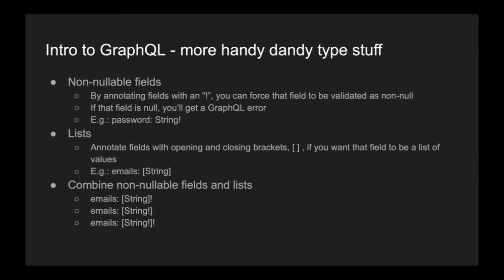Another cool thing in GraphQL is that you can make lists as well, and you just annotate that with an opening and closing bracket. An example would be right here. If for whatever reason I want a list of emails, then I would just do string encased in an opening and closing bracket, which would mean a list of strings. I could use any scalar type there, any scalar, custom scalar, or custom type, and I'll get into custom types in a little bit.